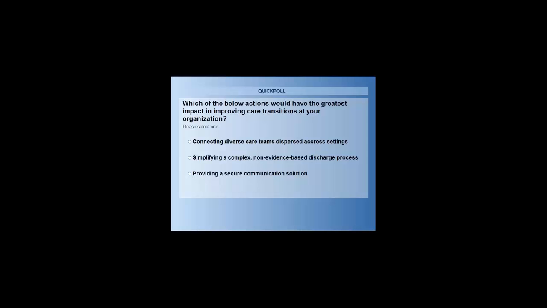So, what of the below actions would have the greatest impact on improving care transitions at your organization? Connecting teams, simplifying processes, or providing a secure communication solution?